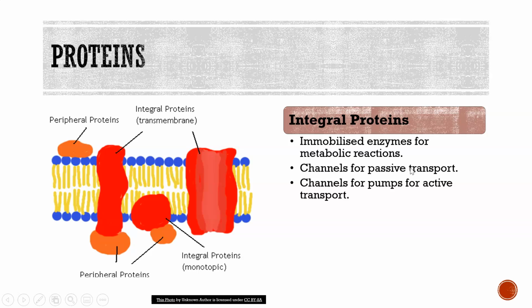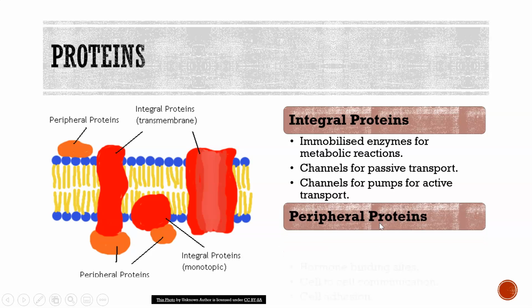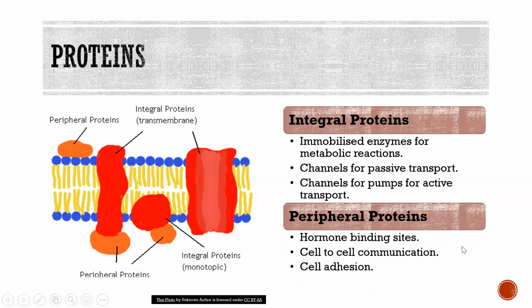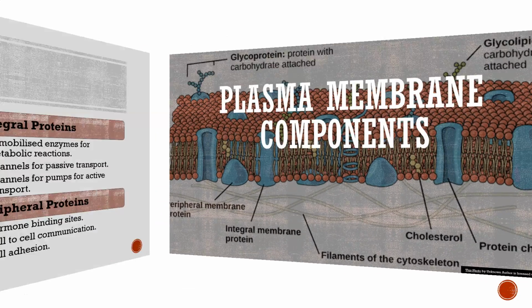So this allows diffusion to occur into the protein, so passive, not requiring an energy process, and active transport requires energy to move substances into the cells. So there's three different roles of our integral proteins, those proteins that go right through the cell, and then some roles of our peripheral proteins. We've got these hormone binding sites, our cell-to-cell communication, and some cell adhesion happening.